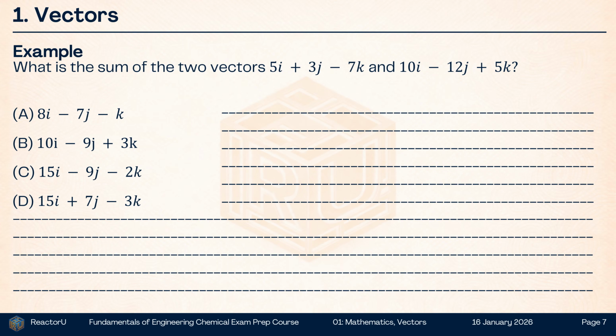Now let's take an example. What is the sum of the 2 vectors? We do not need to use the calculator, although we can, because it would be way easier to simply add the corresponding components. So we have 5 plus 10i, and then we have 3 minus 12j, and then we have minus 7 plus 5k, and this will give us 15i minus 9j minus 2k, and the answer is C.